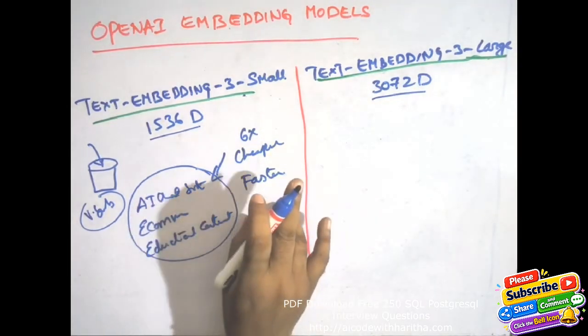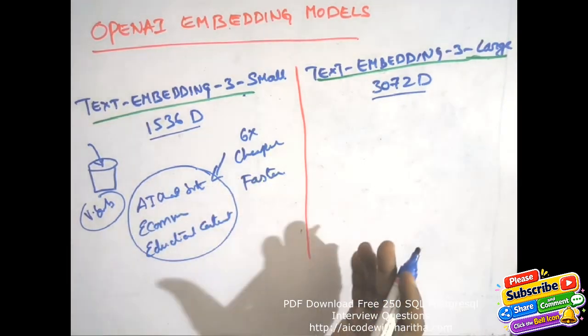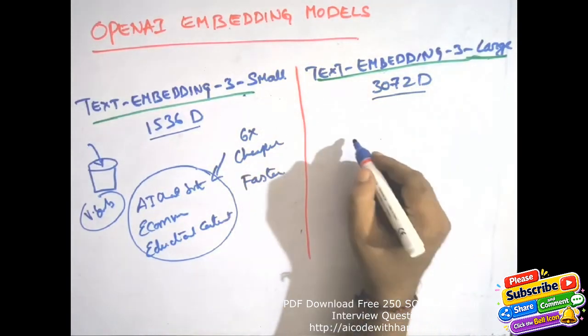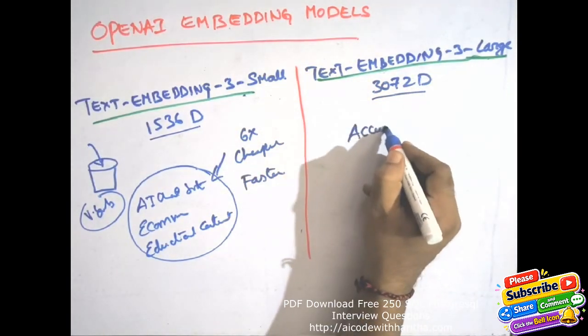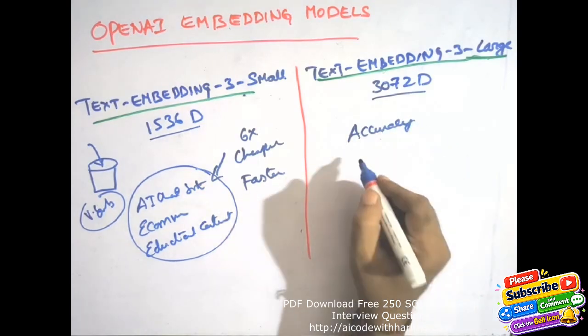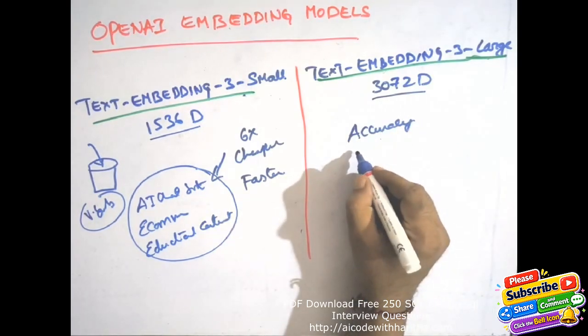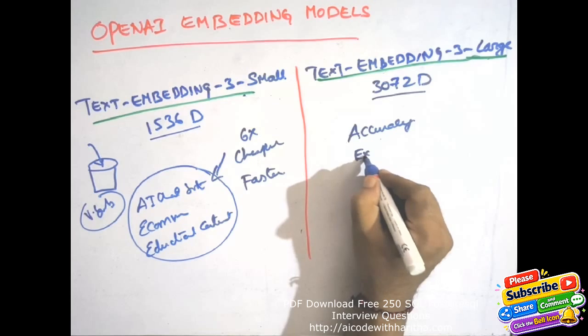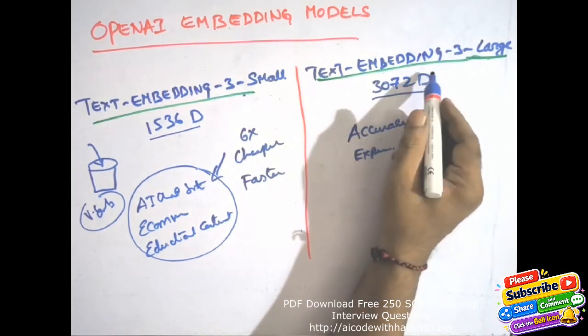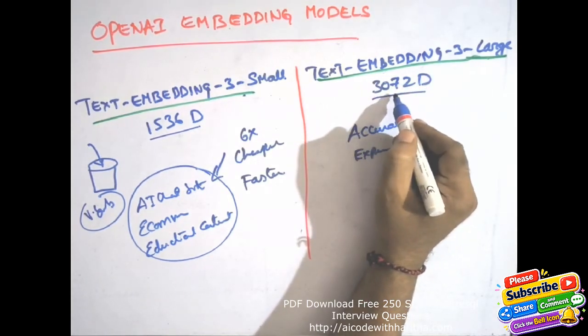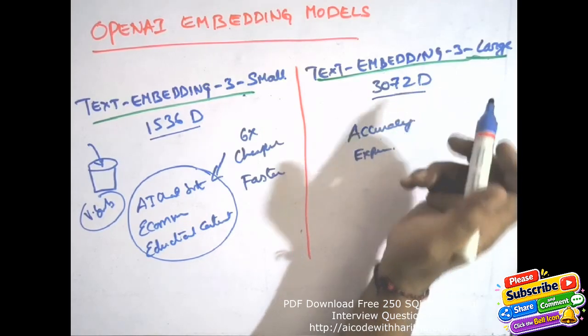But here the point is we also need better accuracy. For large models we require the accuracy, but the drawback is that it's expensive. The first reason, you can check with the dimensions only: it creates 3072 dimensions.